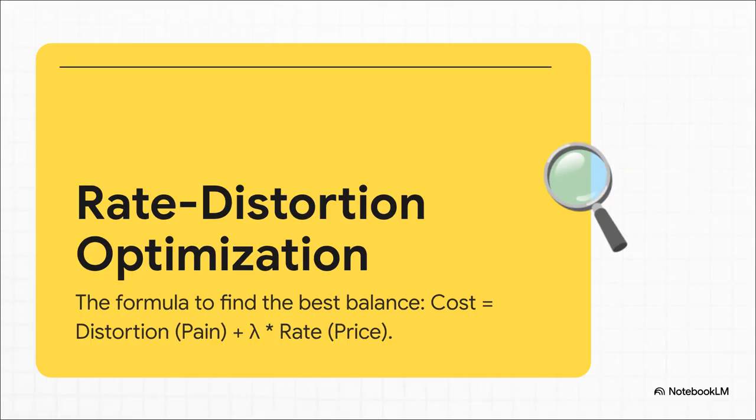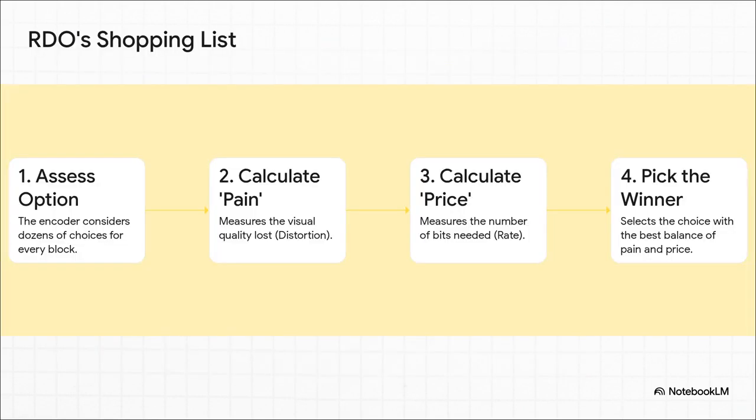And this is the actual rule it follows. For every tiny little block of the video, it calculates a cost. Distortion is the quality pain. How much visual information are we going to lose? Rate is the price. How many bits is this choice going to cost me? RDO's job is to find the absolute perfect balance between that pain and that price for thousands of decisions every single second. And this is the key.